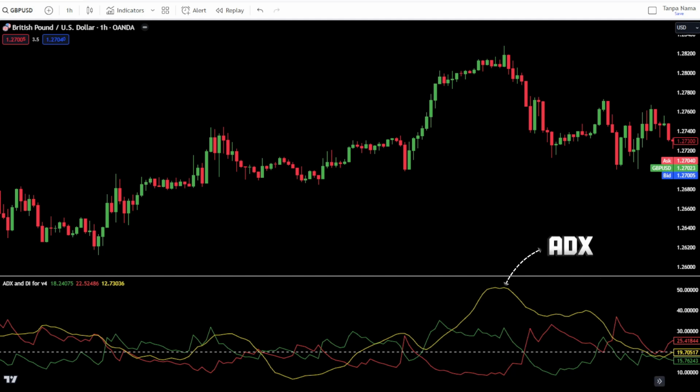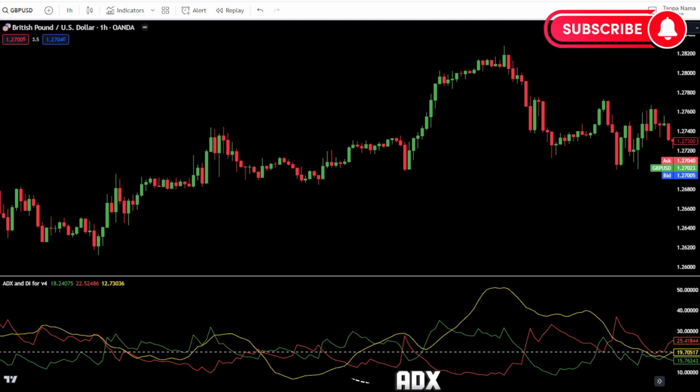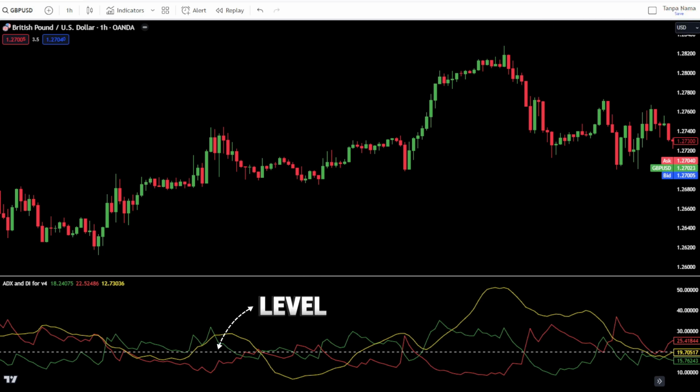ADX as a trend guide. The ADX or Average Directional Index line functions to measure the strength of the formed trend. If the ADX line is above the level of 20, it indicates that the formed signal is quite strong. On the other hand, if the ADX line is below the level of 20, it indicates that the formed trend is not too strong. Level lines. These level lines will be used as a guide when using the ADX indicator.